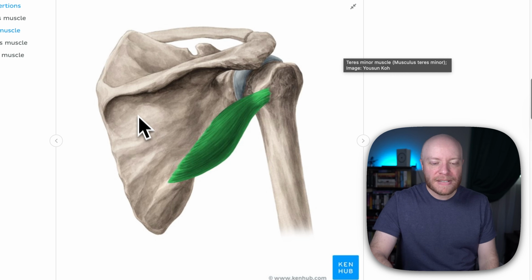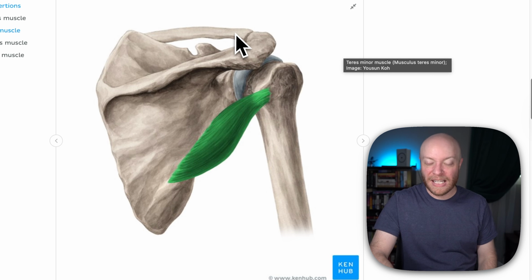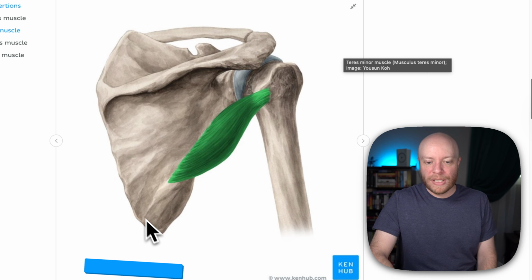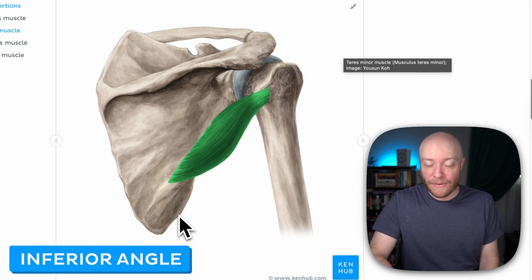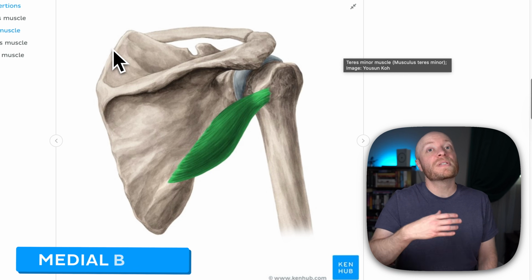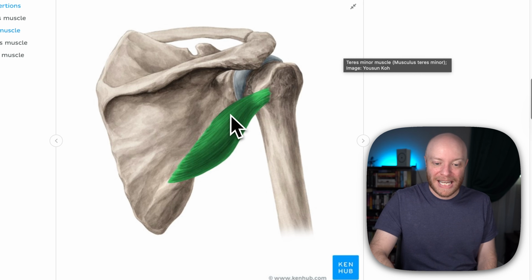To best understand this, this is a posterior view of the shoulder. Again, more specifically the shoulder girdle. We can once again see the clavicle as it transitions into the scapula and then the humerus. This sharp point here is called the superior angle of the scapula, and this sharp point down here is known as the inferior angle of the scapula. Well, this ridgeline, running from the superior angle to the inferior angle, is what's known as the medial border. Well, if they took the time to say medial border, there needs to be a lateral border.